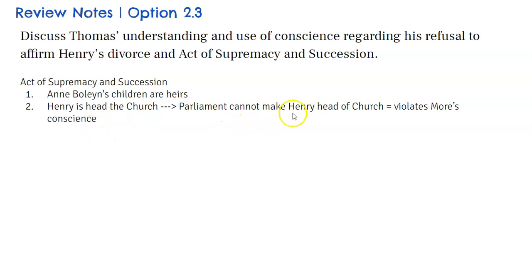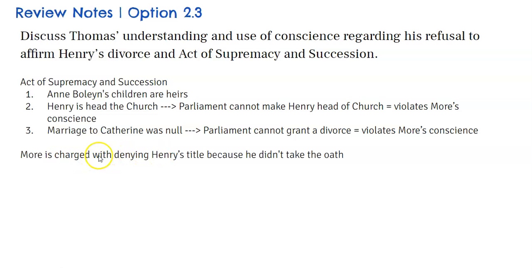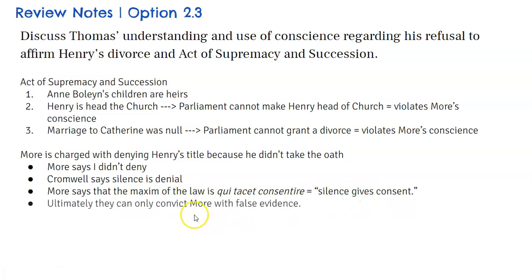But Moore says that Parliament can't make Henry head of the church, so it violates Moore's conscience. It also said the marriage to Catherine was null. But Moore believes that Parliament can't grant a divorce. So it's the second and third points that violate Moore's conscience in the law. So Moore is charged, what is he actually charged with? Denying Henry's title because he doesn't take the oath. Moore says he doesn't deny it, but Cromwell says silence is a denial. And Moore says the maxim of the law is silence gives consent. Ultimately, they only convict Moore on false evidence.